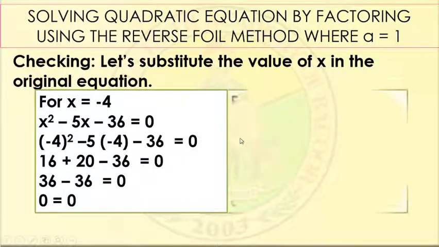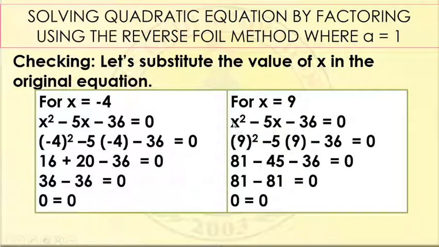Okay? Next, x equals to 9. So we have x squared. So just substitute the value of x in our equation. So 9 squared minus 5 times 9 minus 36 equals to 0. Okay, so meron tayong x dito kaya pinalitan natin ng 9. Okay, ganun din yung ginawa natin dito sa value ng x natin na negative 4. Okay, so 9 squared minus 5 times 9 minus 36 equals to 0. 9 squared or 9 times 9, the answer is 81. Negative 5 times 9, the answer is negative 45 or minus 45, and then minus 36 equals to 0.